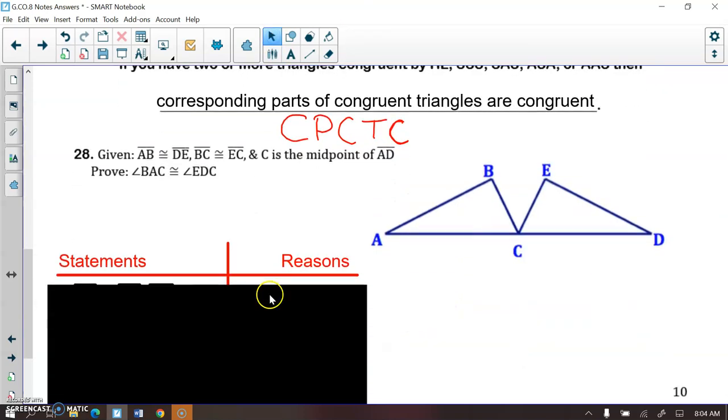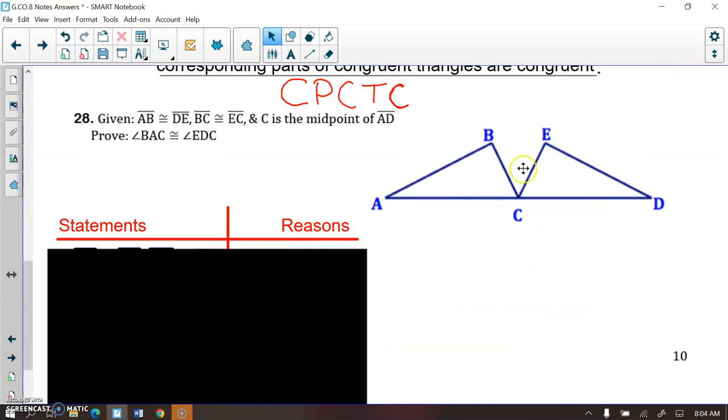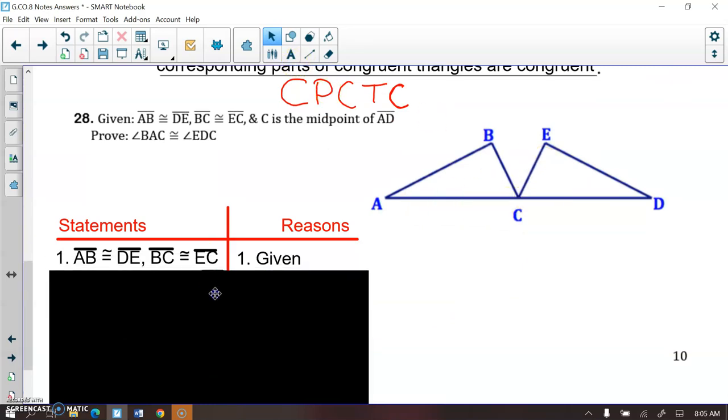All right, let's get started with number 28. So our goal is to prove that these triangles are congruent first. So I'm going to say AB and DE are congruent, and BC and EC are congruent. That was just by what was given to us.